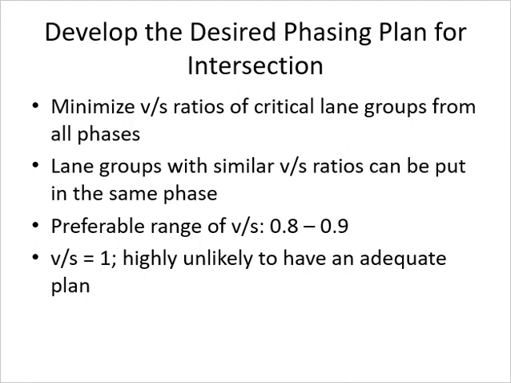Okay, then you will find out the phasing plan. In finding out the phasing plan, the point we have to keep in mind is that the addition of V by S ratios from the lane groups of each phase should not exceed 0.8 to 0.9. If it goes more than 0.9, then you are going into a very dangerous zone, and the signal may not work properly during the peak hour. So we try to keep the summation of V by S ratios for lane groups in different phases within that limit.